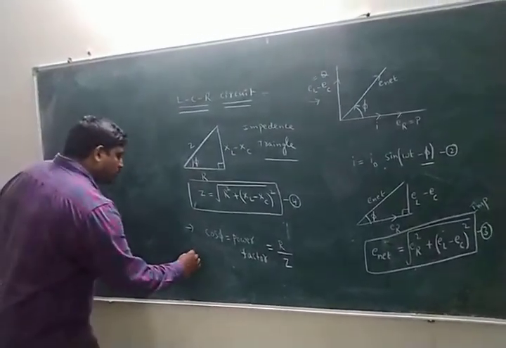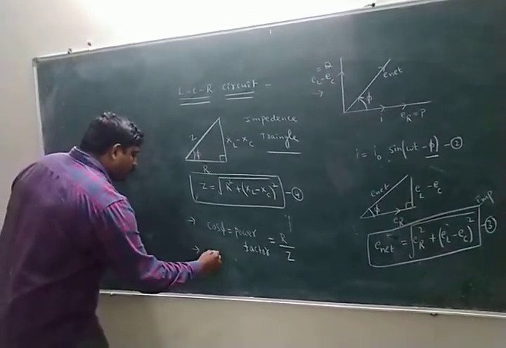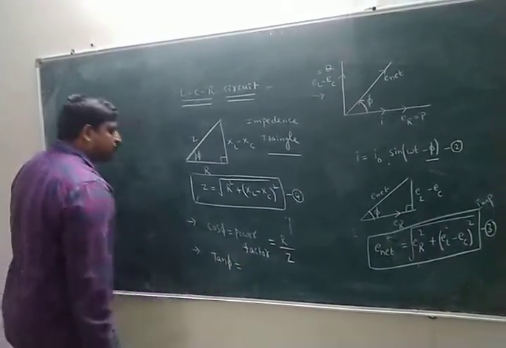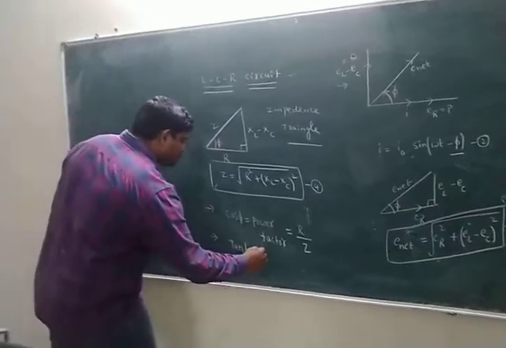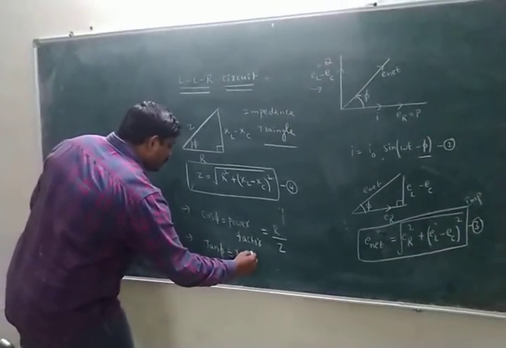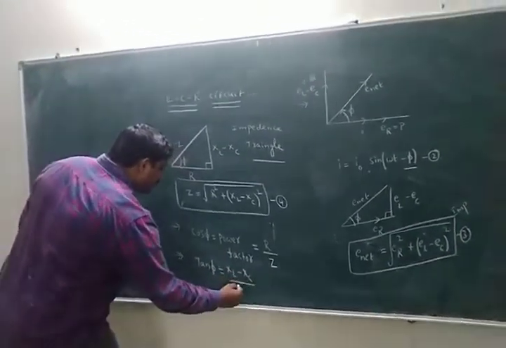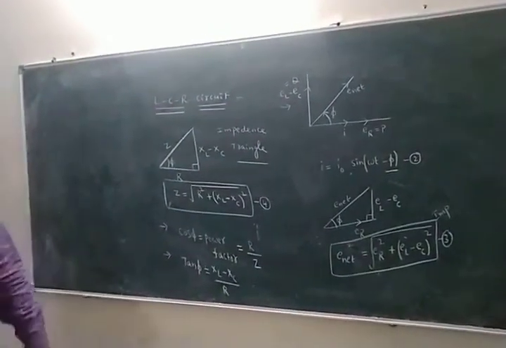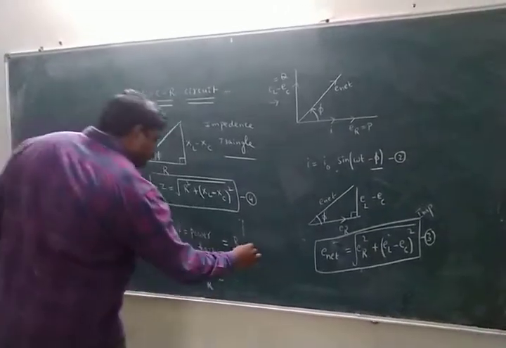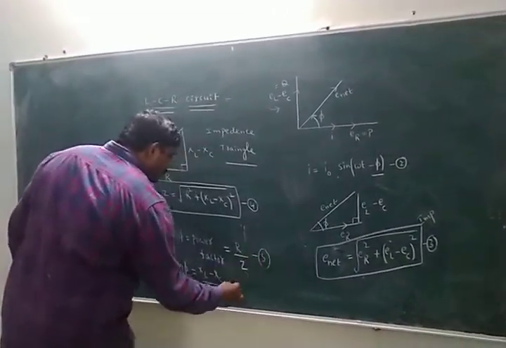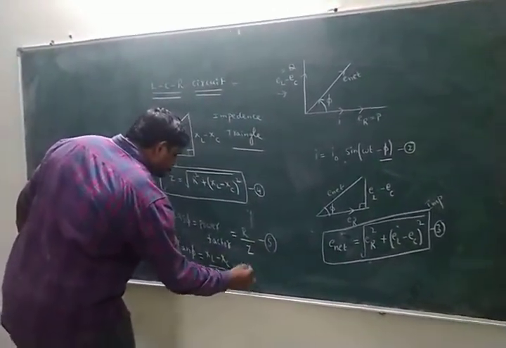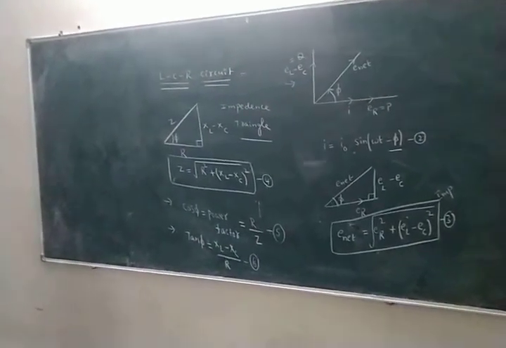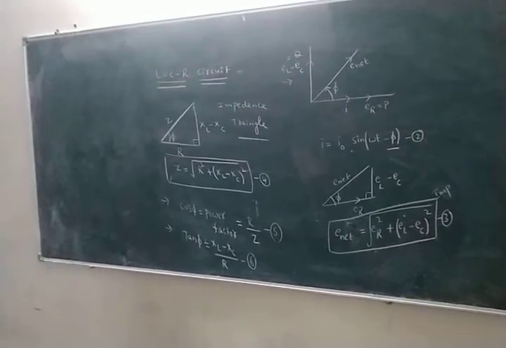Sometimes they ask for tan phi. What is tan phi? Tan means opposite side by adjacent side. Simply XL minus XC by capital R. Equation number 5. Equation number 6. These all are applicable for EL greater than EC.